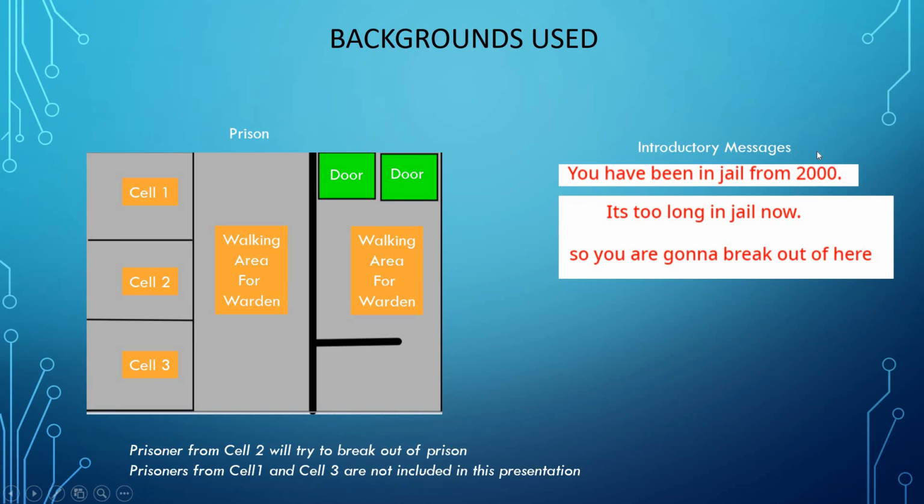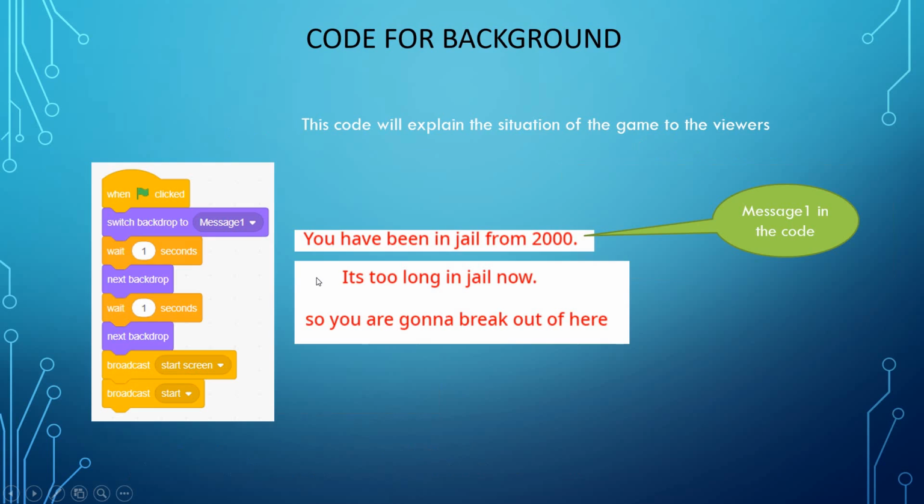These are the introductory messages. You have been in jail from 2000. It's too long in jail now, so you're going to break out of it. Prisoners from cell 2 will try to break out of prison. Prisoners from cell 1 and cell 3 are not included in this presentation and are completely optional.